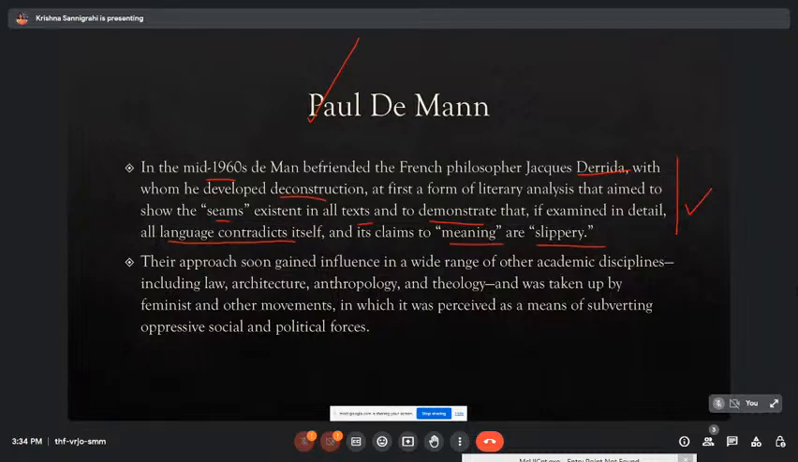Their approach soon gained influence in a wide range of other academic disciplines, including law, architecture, anthropology, and theology, and was taken up by feminists and other movements in which it was perceived as a means of what?